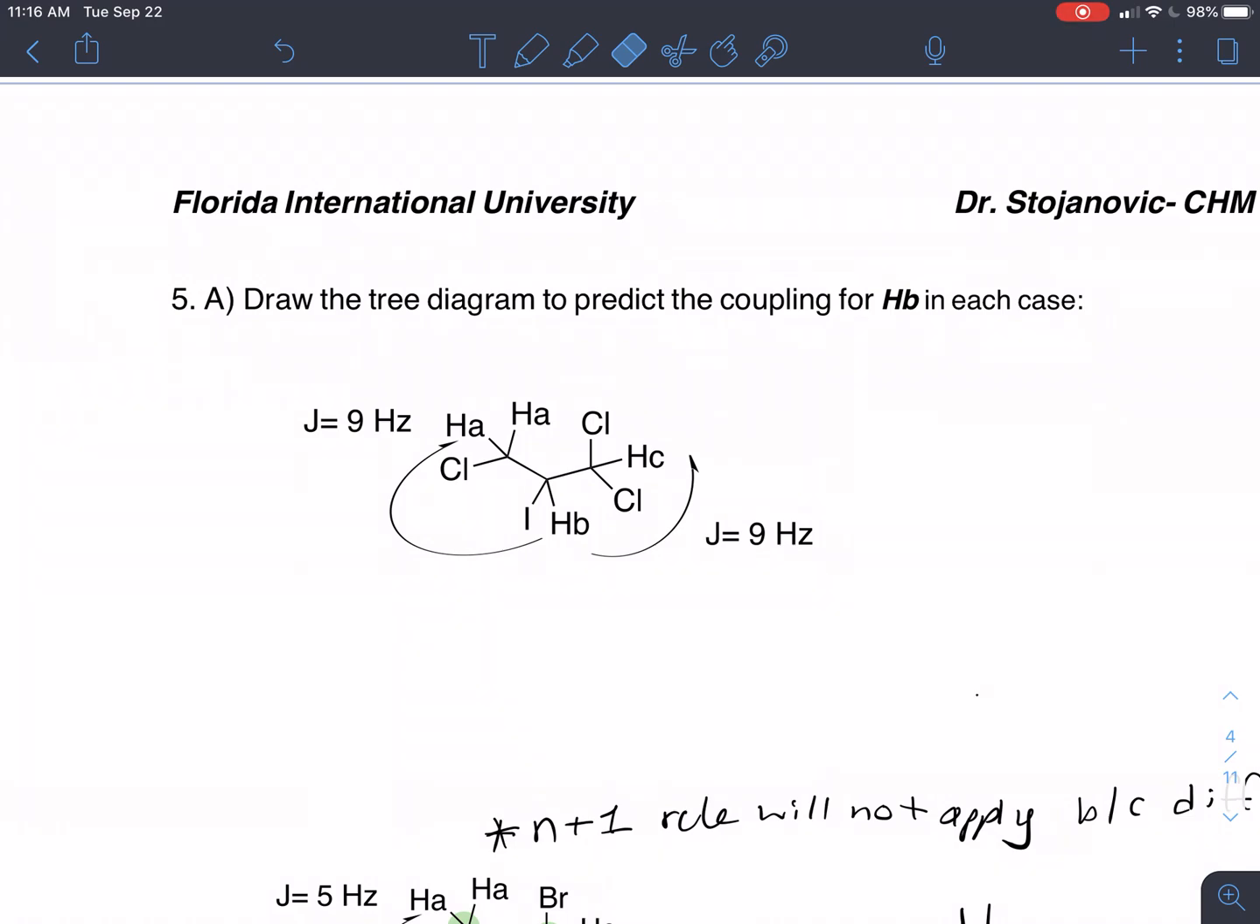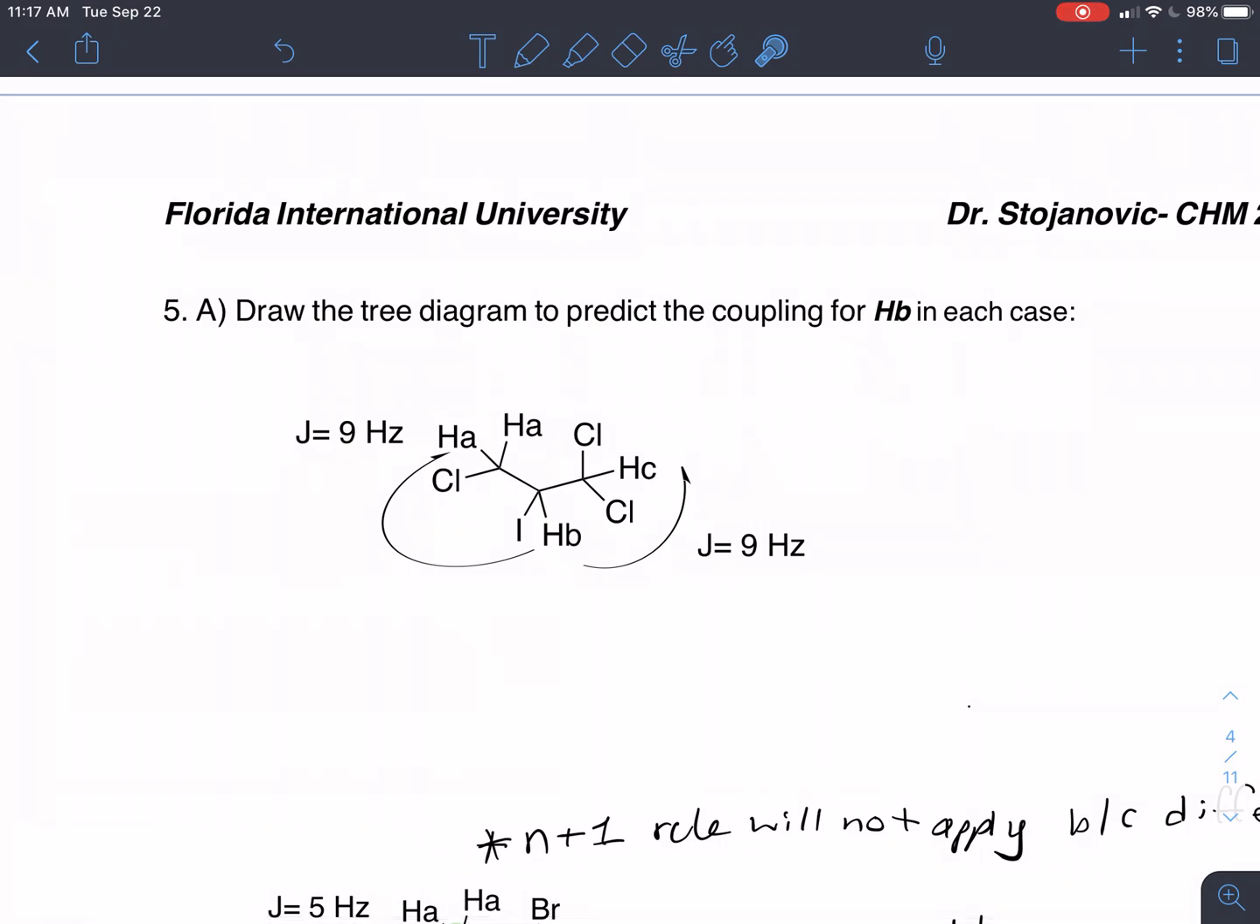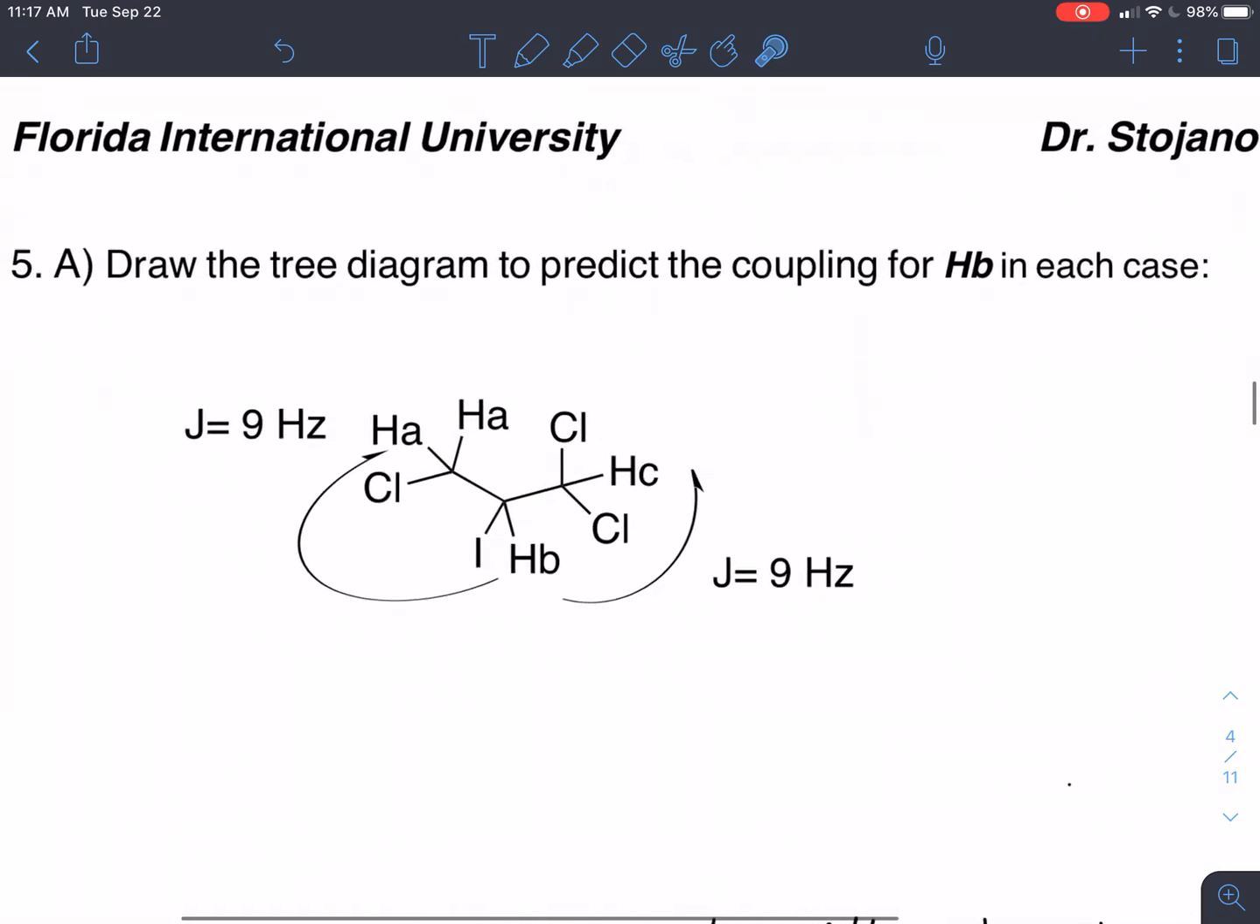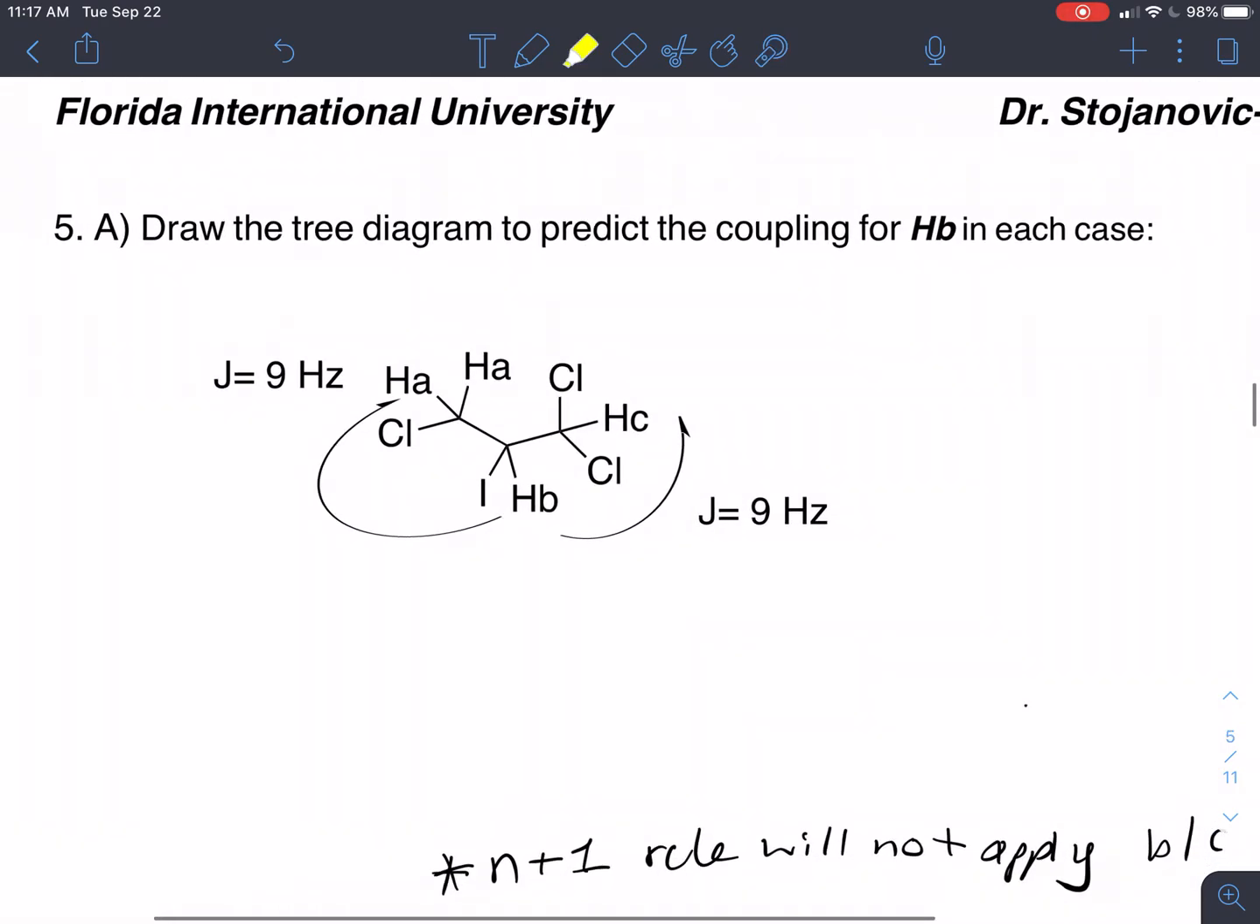Hello everyone. In this video, we're going to be covering tree diagrams, and I'm going to show you how to draw the tree diagram to predict the coupling for HB in this case. There are other cases over here, but we're just going to focus on this problem. It says to predict the coupling, but another way to say that is to show the splitting pattern. We're going to do that by drawing the tree diagram for this proton here.